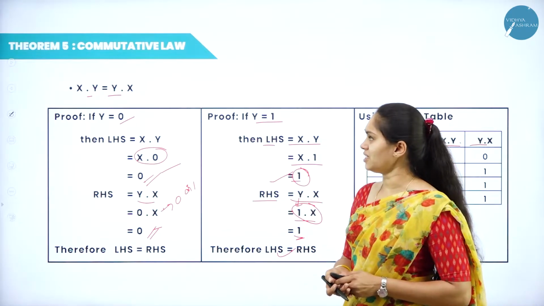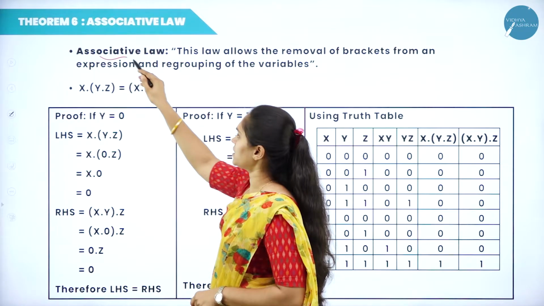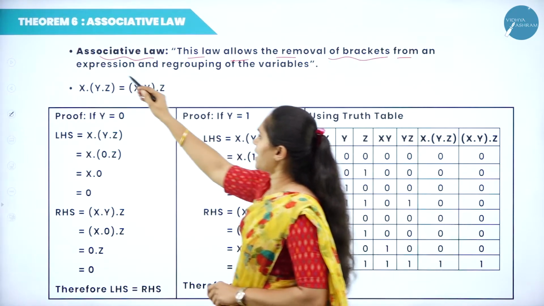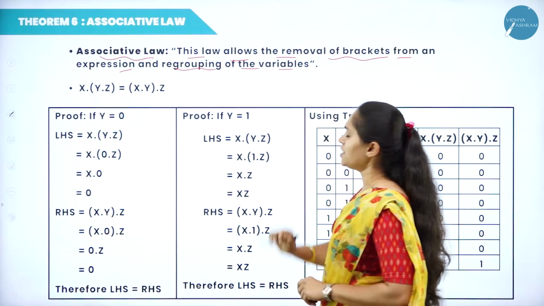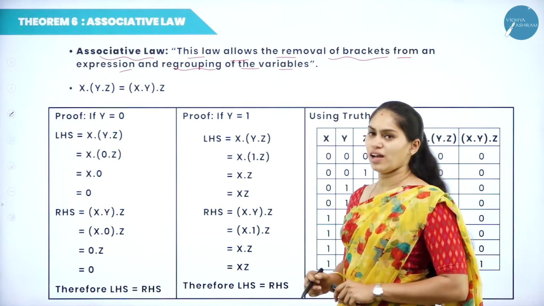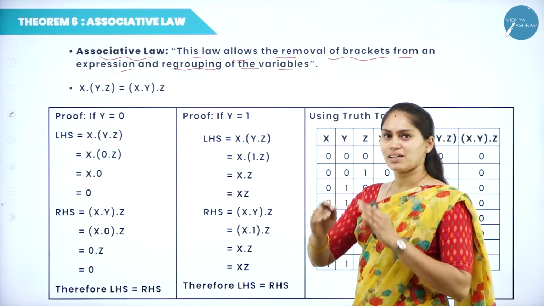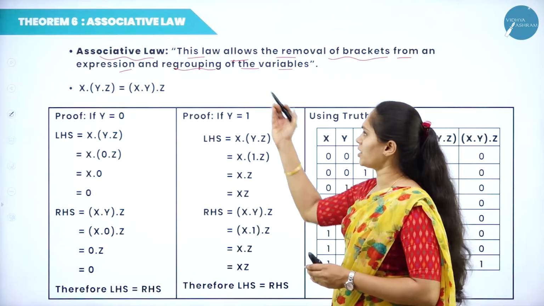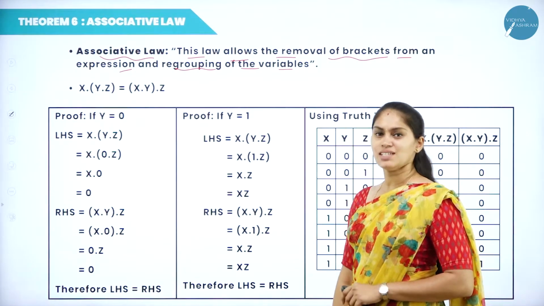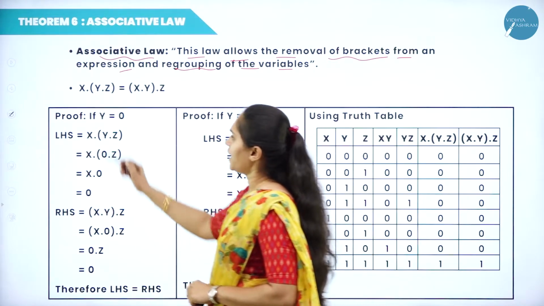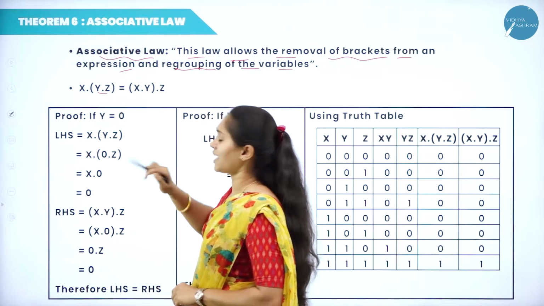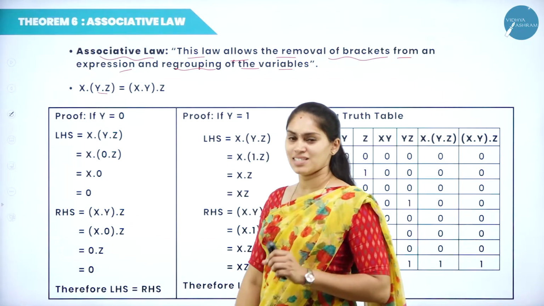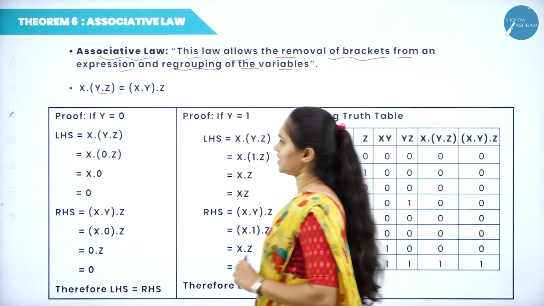We'll see the next one, that is related to the associative law. This law allows the removal of brackets from an expression and regrouping of the variables. So in the associative law, we are just going to remove the brackets and use those variables in order to regroup them. That is possible with the help of this associative law. So x dot (y dot z) can be written as (x dot y) dot z. We'll see how this gives a result with a proof.